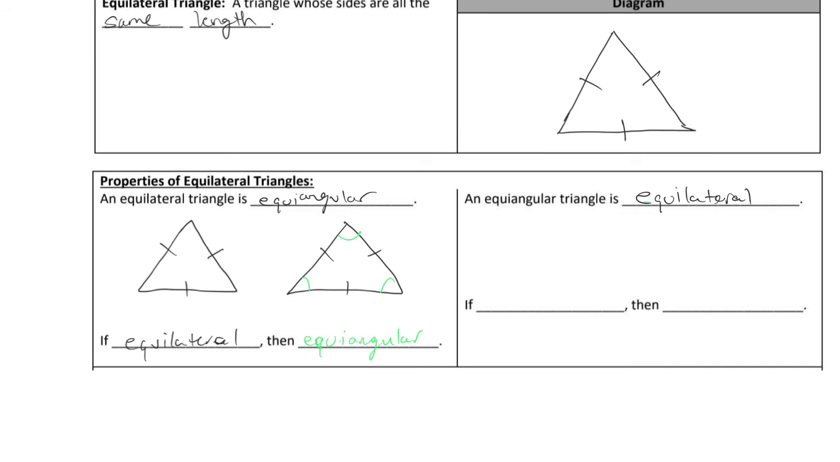So if you're given a triangle that has all three angles equal, we know that all three sides are equal. So if equally angular, then the sides are also the same, so it's equilateral. So just remember that. If all the angles are the same, all the sides are the same. If all the sides are the same, then all the angles are the same.